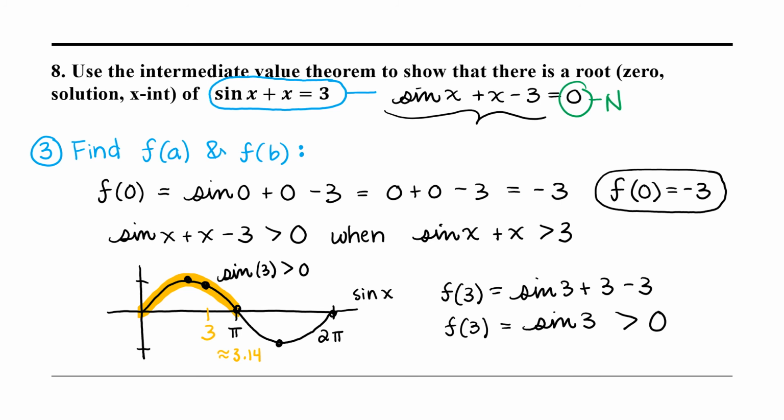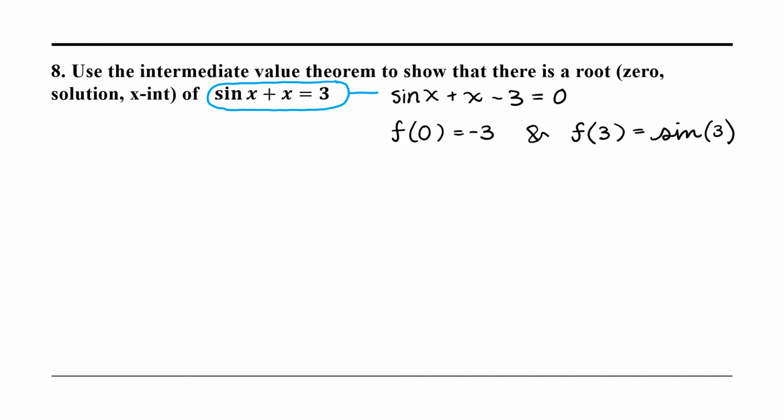And I could have used numbers other than 3, but this works out nicely because of this 3 minus 3. So I intentionally chose 3 because of this minus 3 here. So that means that I have my A and my B that I need. So I'm looking at the interval from 0 to 3. And I have a positive and a negative output on that interval. Now all that's left is to state our conclusion. And we'll start by summarizing the hypotheses that we've met so far.